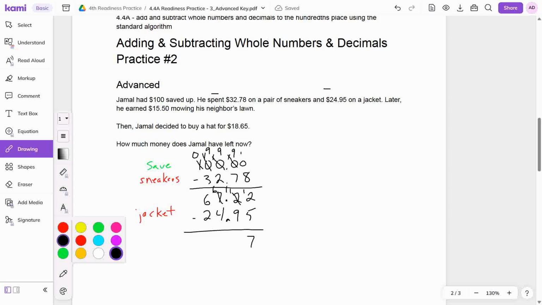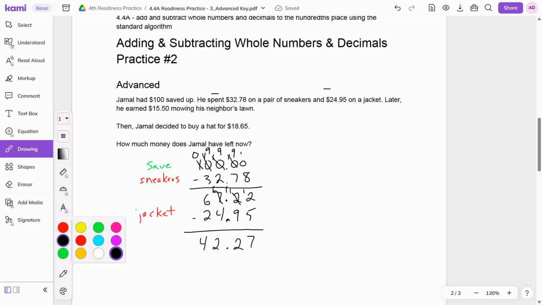Now I've got 10 plus that 1, so I've got 11 dimes. 11 minus 9 is 2. 6 minus 4 is 2, and then 6 minus 2 is 4. So now we've got $42.27.